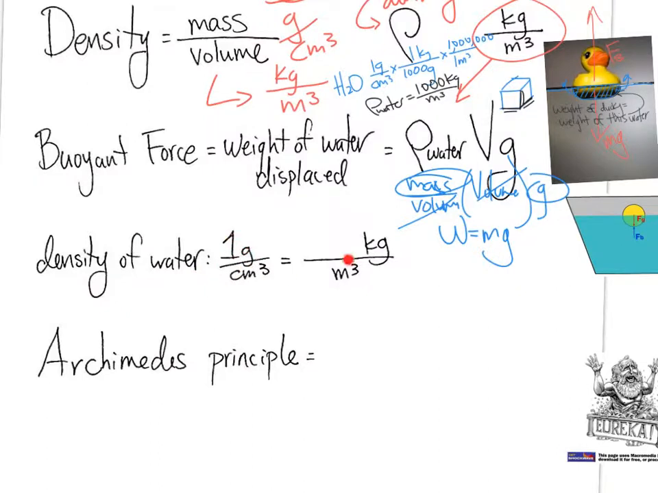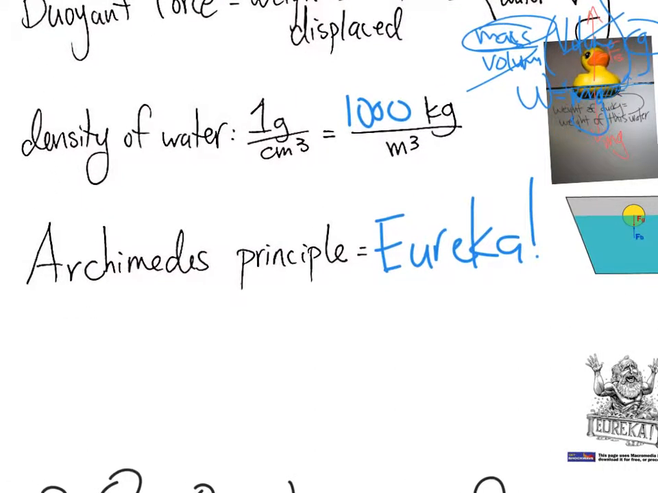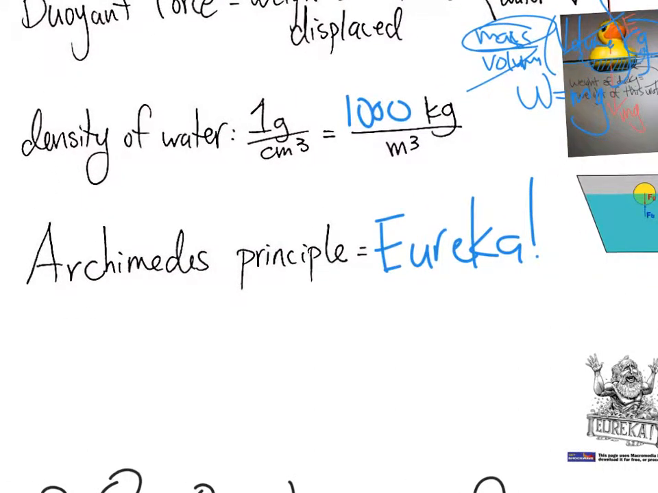Density of water. So we talked about that. We already calculated. It's 1,000 kilograms per meter cubed. Heavy stuff. And Archimedes' principle. Eureka! Be cool if they had cell phones back then and we could actually find Archimedes running through the streets naked on YouTube.